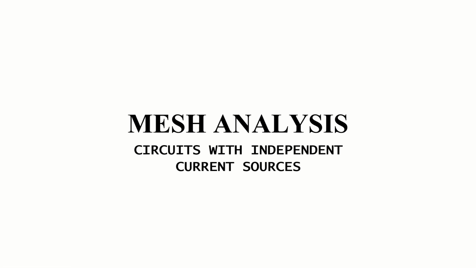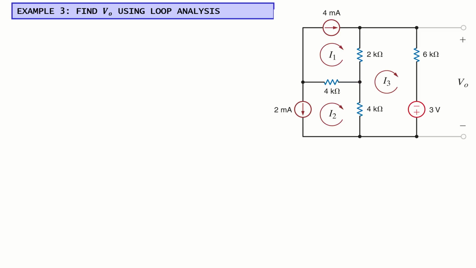Welcome back. So we are learning about mesh analysis. Let's have a look at the next example, which is basically about circuits with independent current sources. So we have this circuit, and we want to get V naught using loop analysis or mesh analysis. V naught is the voltage drop between these two nodes, right?